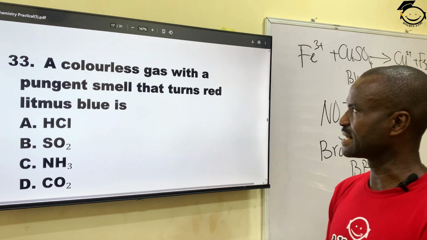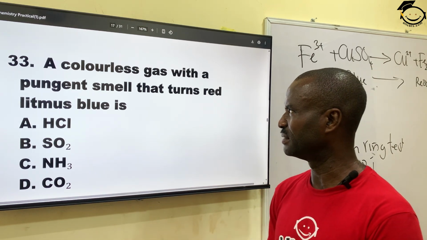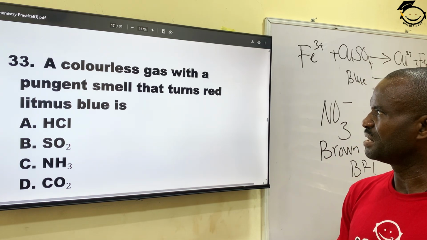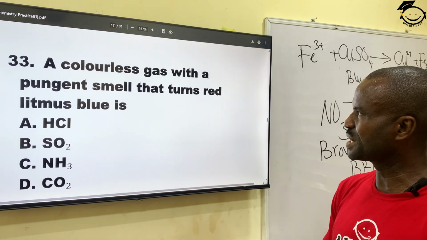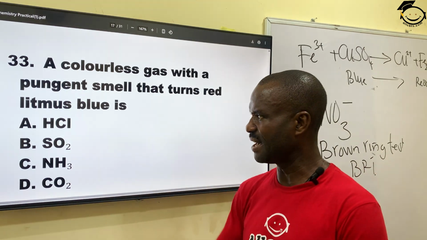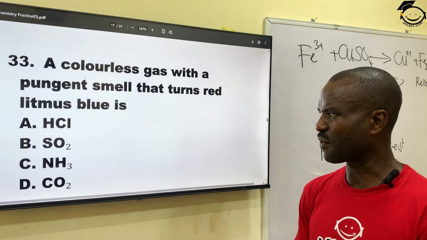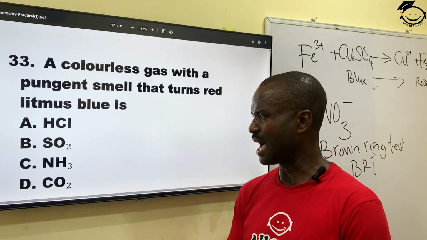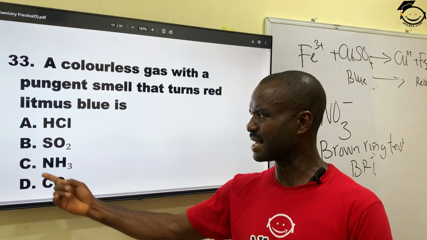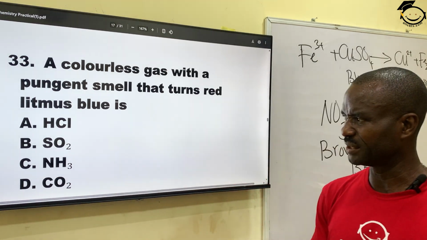Question 33. A colorless gas with a pungent smell that turns red litmus paper blue is A. HCl, B. Sulfur(IV) oxide, C. Ammonia, D. Carbon(IV) oxide. The correct answer is C, ammonia.